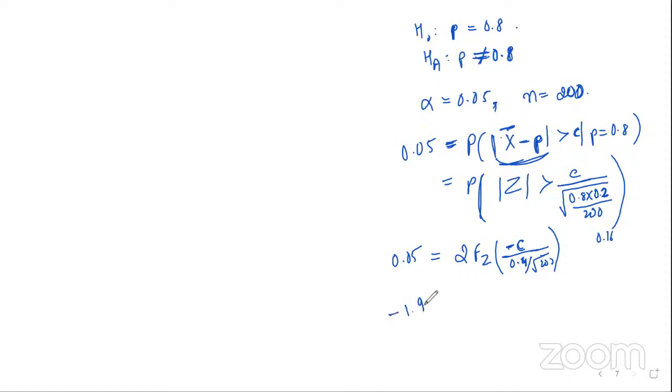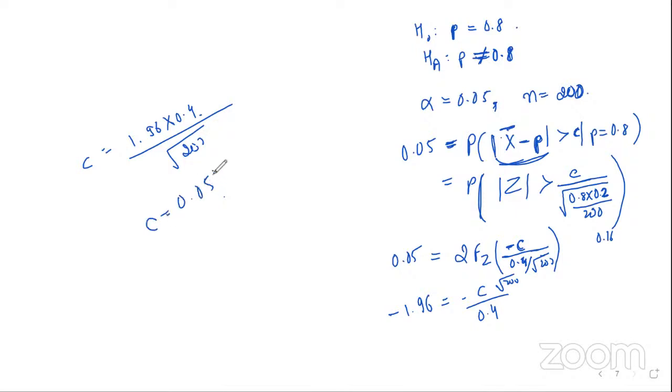So that's minus 1.96, equal to minus c divided by 0.4 times the square root of 200. So c comes out to be 1.96 times 0.4 divided by the square root of 200. What is this 1.96 times 0.4 divided by the square root of 200? It comes out to be 0.055.